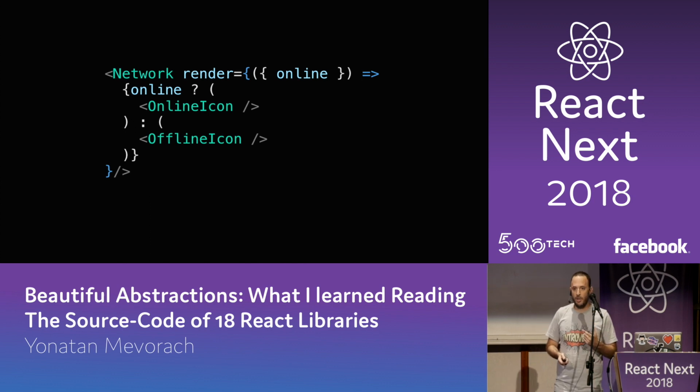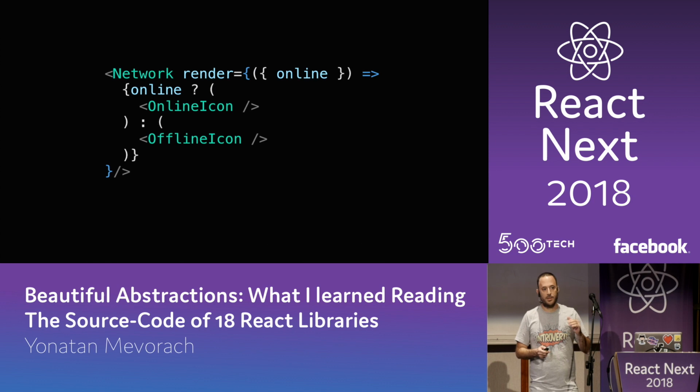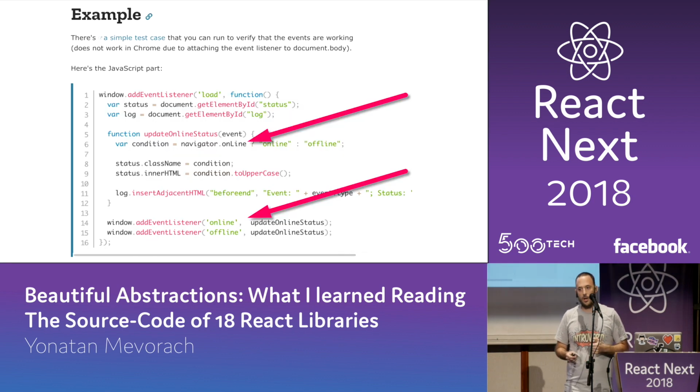So the nice thing about this API is that it totally removes the stuff I don't care about, figuring out if the user is online or offline. But the good thing about it is that it gives me full control about what to render. So it's not like they come with two online and offline icons and I have to choose from the ones they choose. I can render whatever I want based on that information. So let's see how this is implemented.